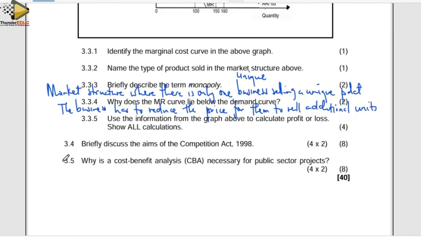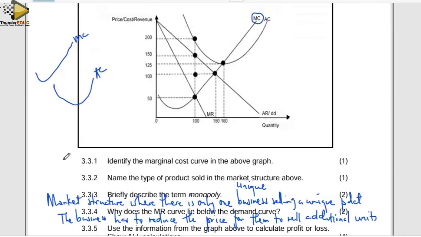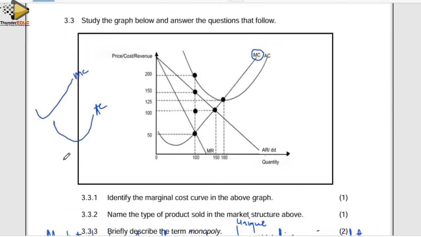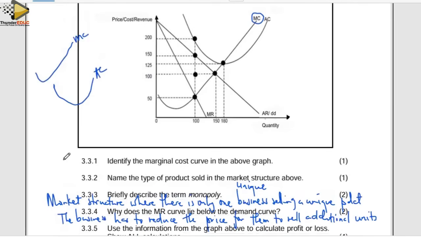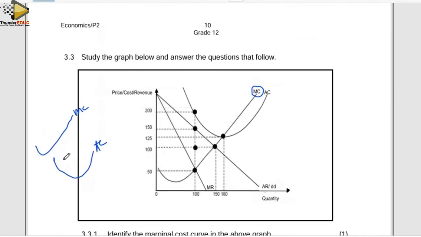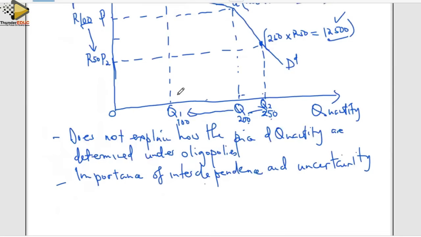Use the information from the graph above to calculate profit or loss. For us to determine the profit or the loss, what do we do there? We are going to look at our two curves and figure out where our profit or loss is. From the look of things, we can see that in this graph, our average cost is above average revenue. For clarity, let us look at the equilibrium positions for a profit-making and a loss-making imperfect business.